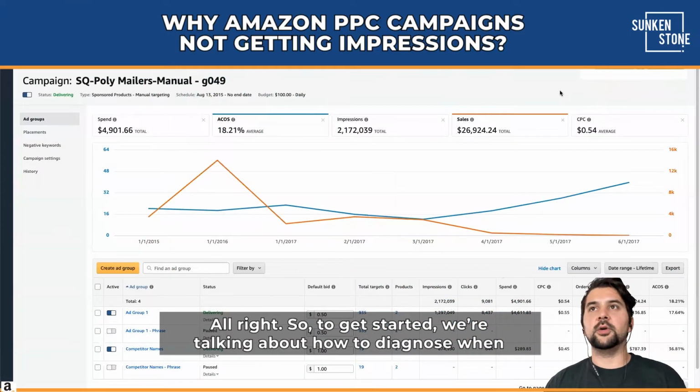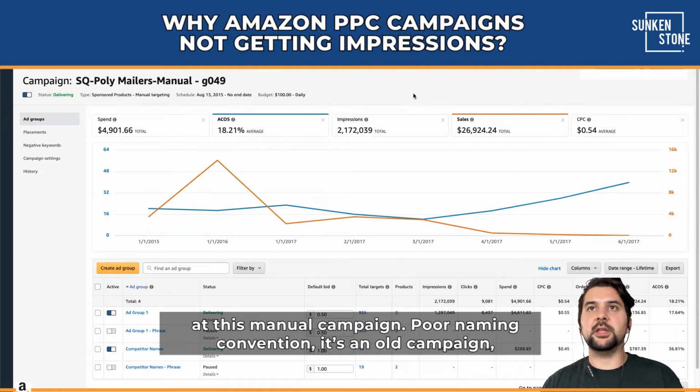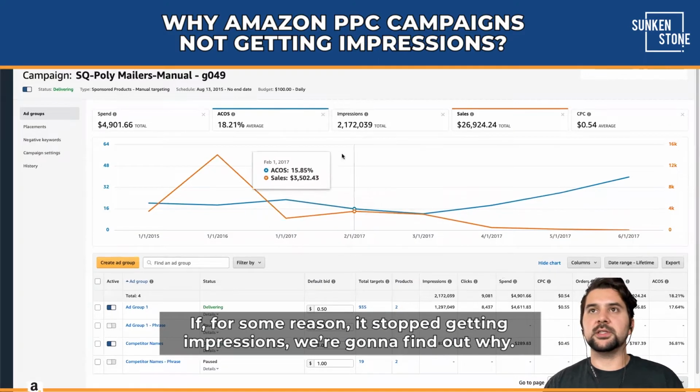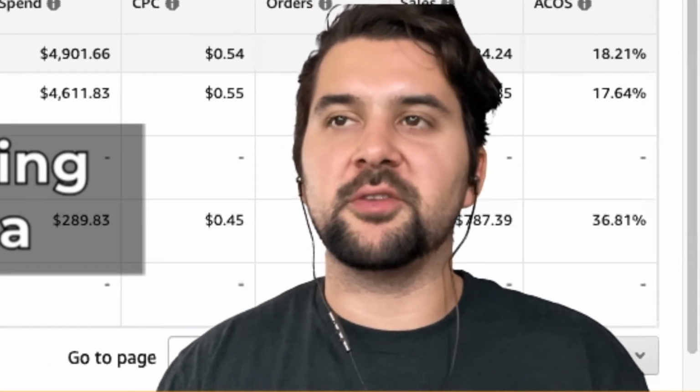Right, so to get started, we're talking about how to diagnose when your ad campaigns are not getting impressions. So here, let's take a look at this manual campaign. Poor naming convention, it's kind of an old campaign, but we're taking a look at this manual campaign to see what's going on. It, for some reason, has stopped getting impressions, and we're going to try to find out why. So this is a super old campaign. I'm using it for video purposes.